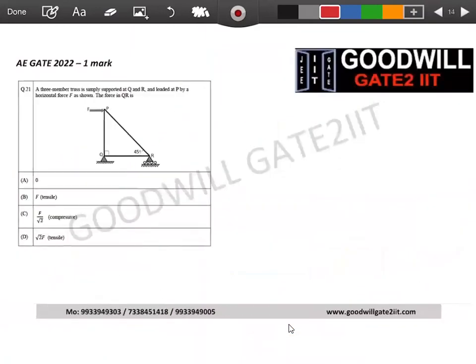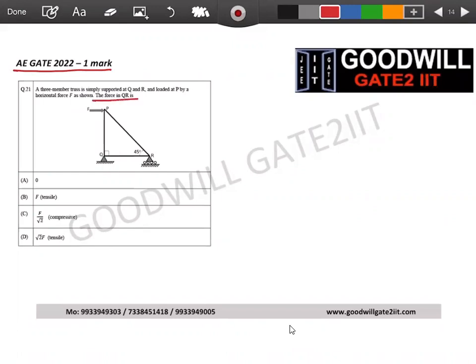Now this was asked in 2022, very latest. And this is only asked for 1 mark. This is very easy for you people to solve because you have already solved many examples in the previous lecture. There is a 3-member truss, which is simply supported at Q and R. You know what is simply supported? One hinge, one roller. And loaded at P by a horizontal force F as shown.